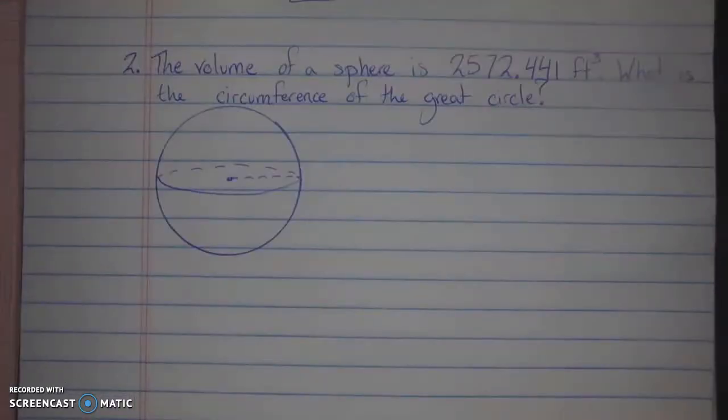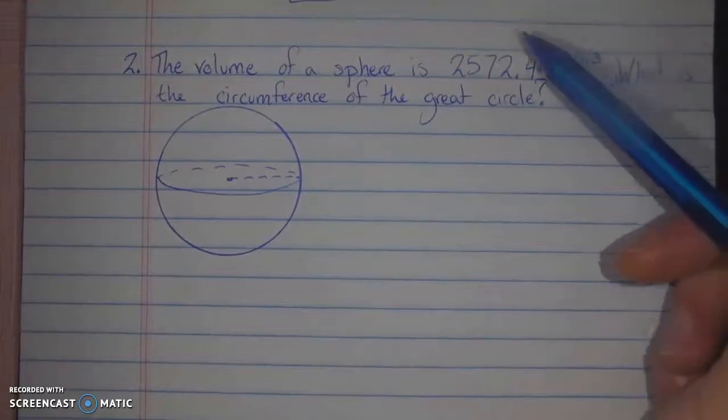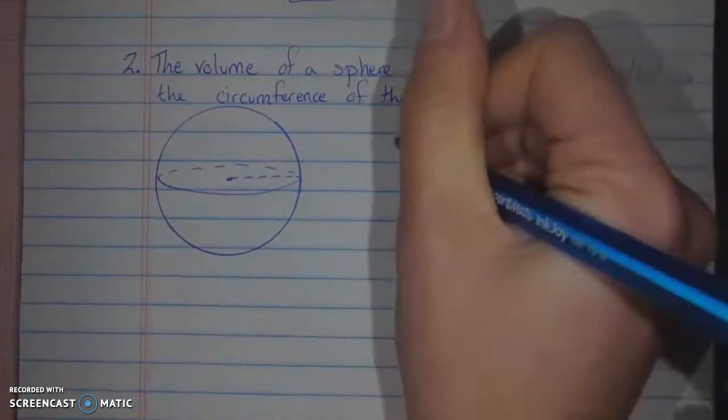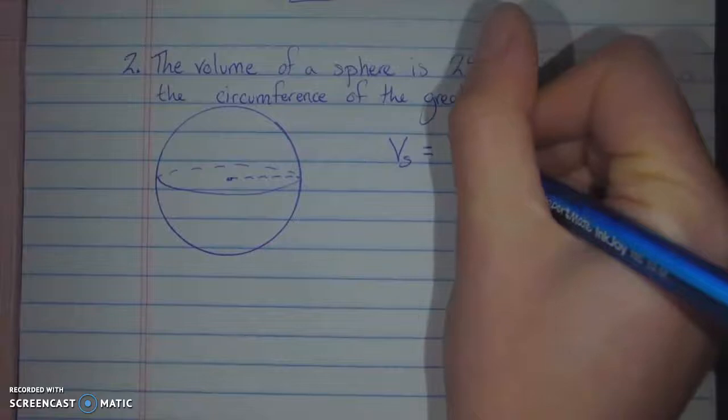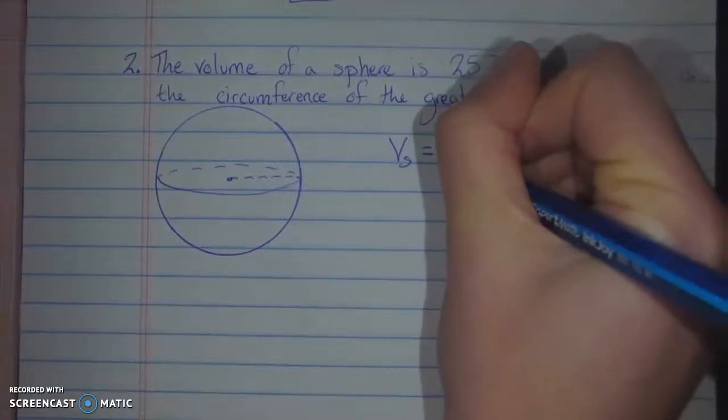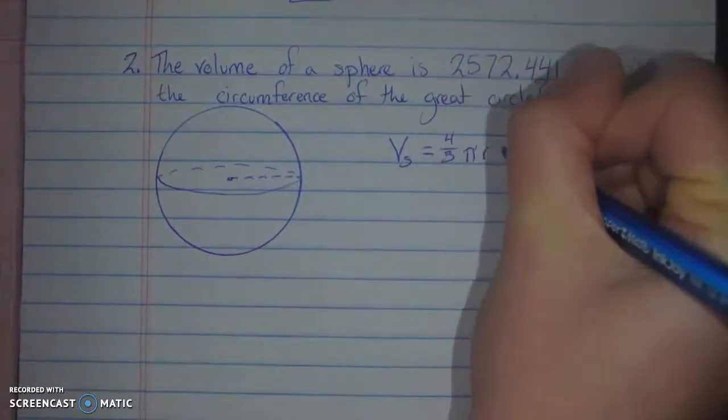If the volume of a sphere is 2,572.441 cubic feet, what is the circumference of the great circle? Ooh, this one has a lot of stuff in it, so let's see what we can work out. First off, I know the volume, so immediately it calls to mind the formula of volume. Volume of a sphere is equal to 4/3 pi r cubed.